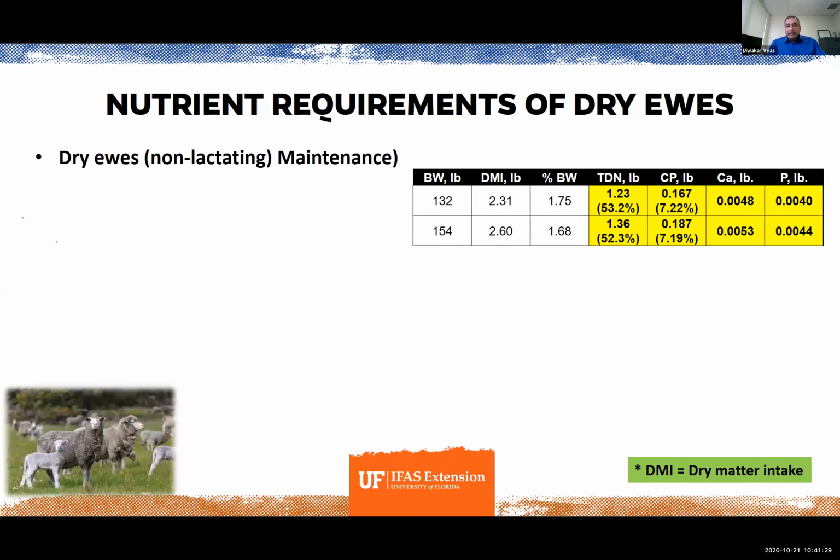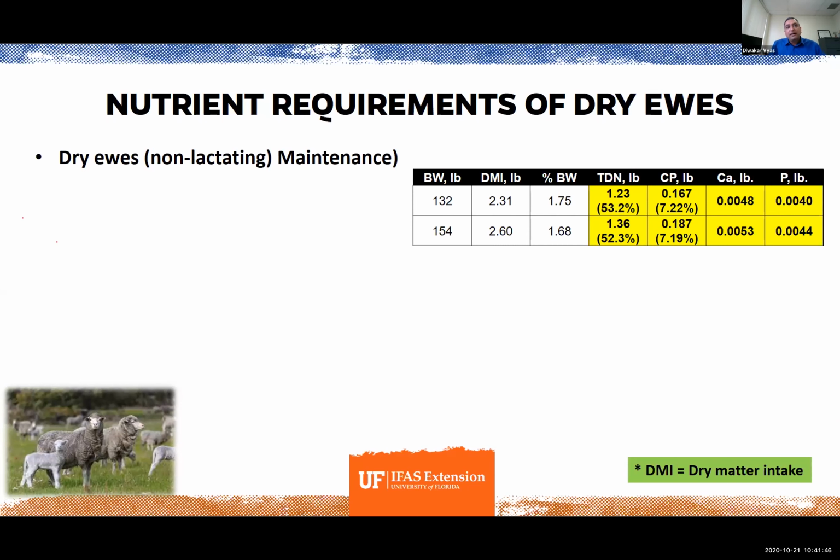Now let's dig into some of the values, some of the math that is associated with the ration formulation. Again, these are very basic, and most of you might be very familiar with that. So let's start with dry ewes.